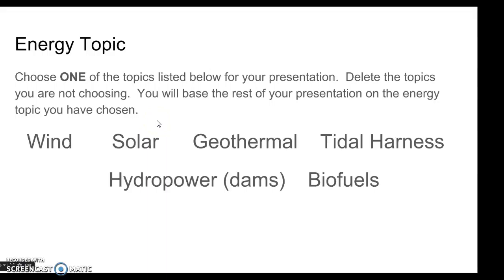This is where we get into your project. You're going to choose one energy topic for your presentation, and from here on out, your Google Slides will reflect which of these you pick. It says delete the topics you are not choosing, and you're going to base the rest of your presentation on the one you have chosen. You can use wind, solar, geothermal, tidal harness, biofuels, or hydropower from dams.